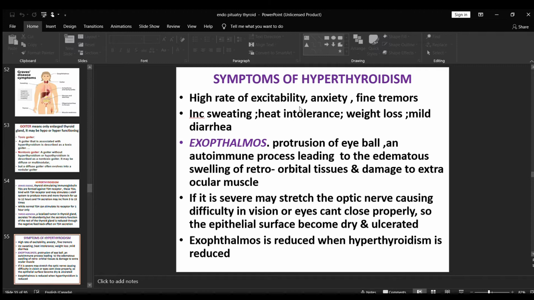If exophthalmos, or protrusion of the eyeball, is so severe, it may stretch the optic nerve, which may cause difficulty in vision, or sometimes the eyes cannot close properly. So the epithelial surface becomes dry and ulcerated. Exophthalmos is reduced when hyperthyroidism is reduced.